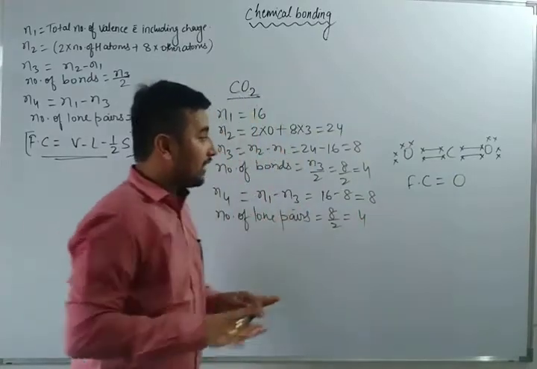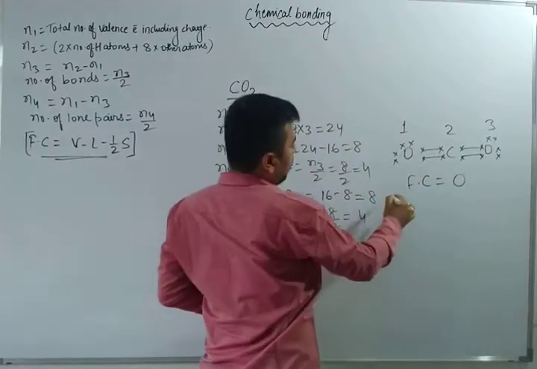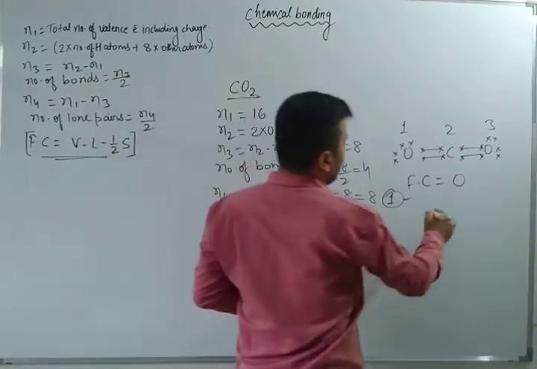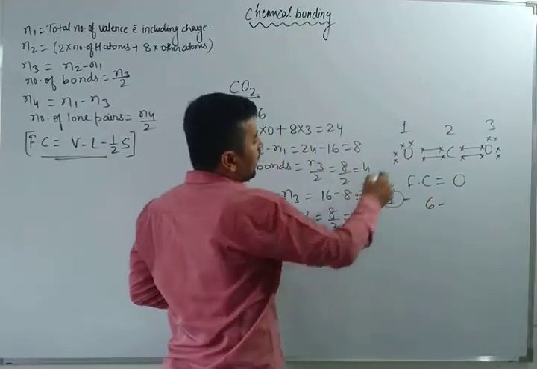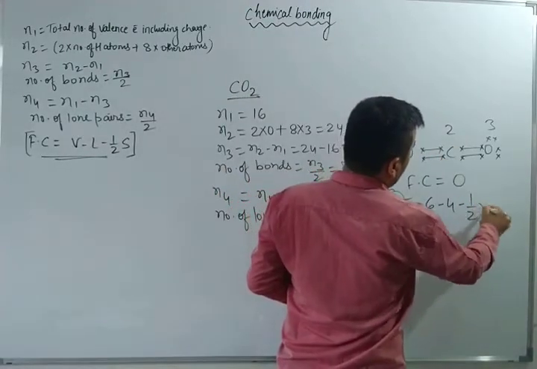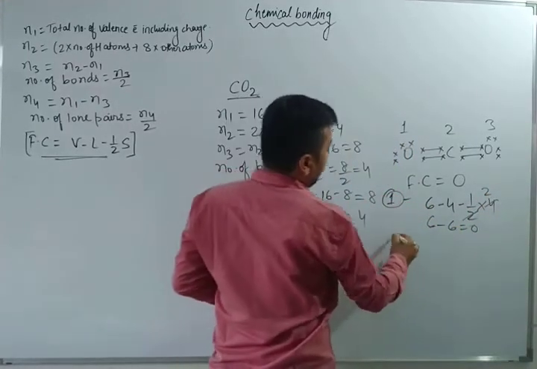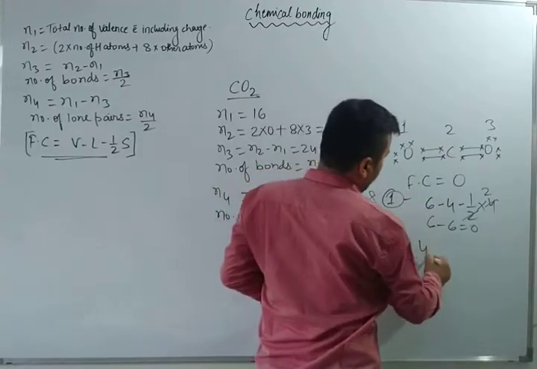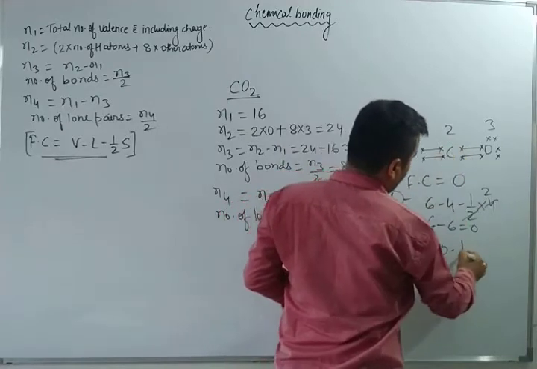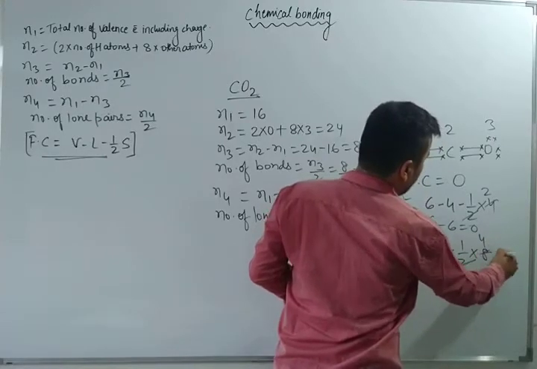If you want to calculate, oxygen first, carbon second and oxygen third. For the first one, what is the total number of valence electrons of oxygen? 6 minus lone pair electrons 1, 2, 3, 4, shared pair electrons 1, 2, 3, 4, half into 4, 2 twos are 4. 6 minus 6 is equal to 0. Now the second, carbon atom. Valence electrons 4, lone pair 0, shared pair 1, 2, 3, 4, 5, 6, 7, 8, 1 by 2 into 8, 2 fours are 8. That is equal to 0.